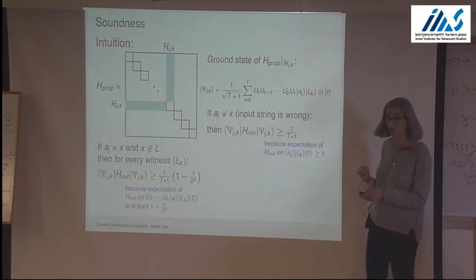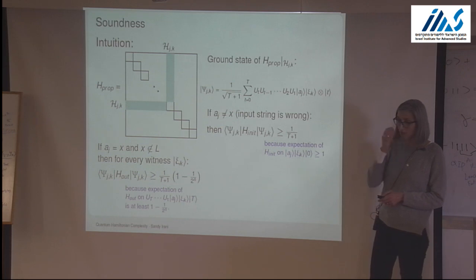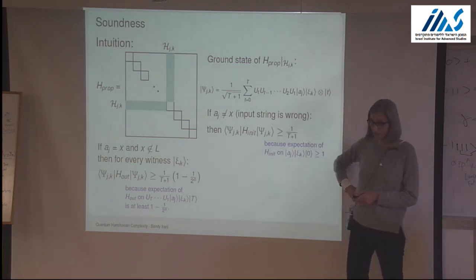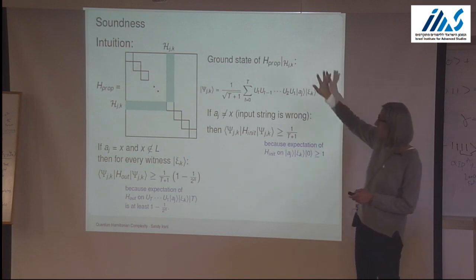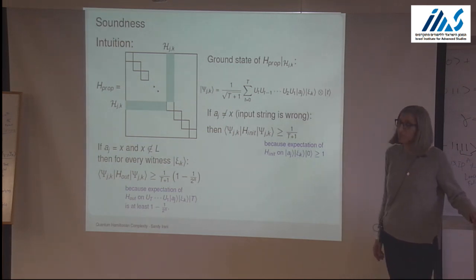Do you want to ask a question? Or add something? Maybe it's useful to have an intuition where everything is classical, and then everything is very simple, of course. What's going on here is that you have 3 different types of constraints. One is that the input is correct, that's H in. Then the output is correct, meaning it's accepted, and the propagation is correct. And of course, if x is not in the language, you just cannot satisfy all these constraints. Since everything is classical, either the energy is zero or it's at least 1.